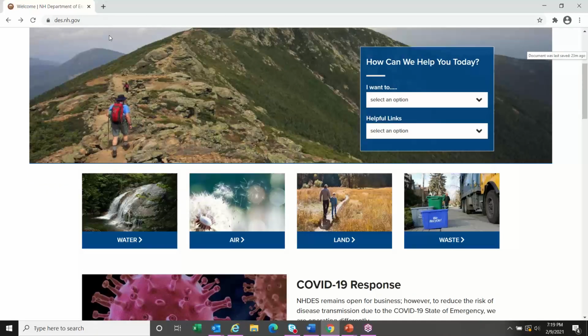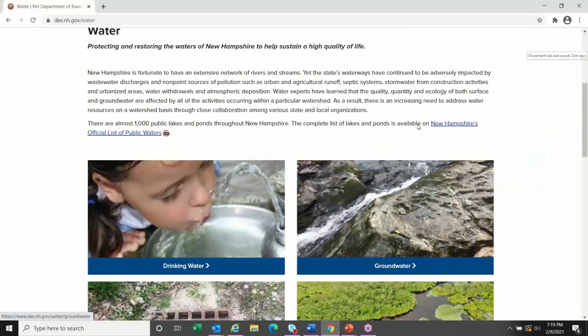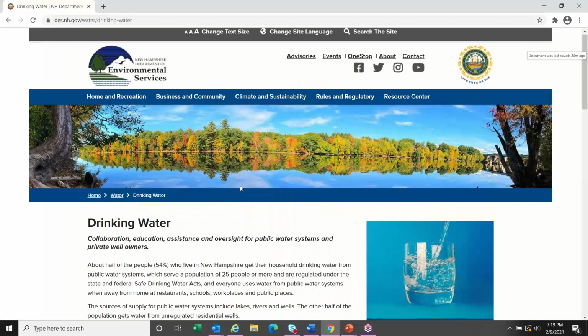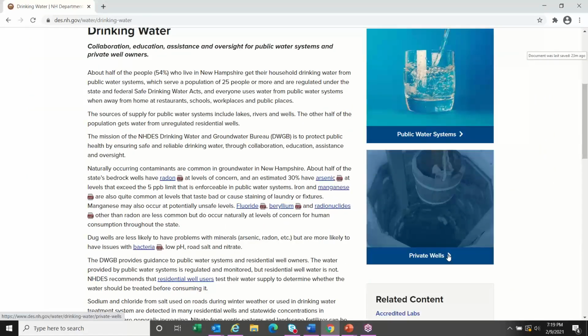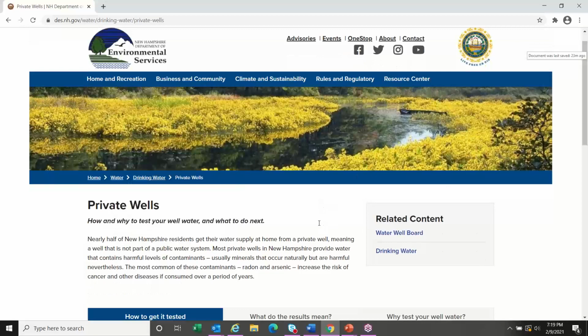You can see the website address up here, des.nh.gov. So this first tab here says water. If you click on that, you can start with that. Scroll down a little, then go to drinking water. And on the drinking water page to the right is a tab for private wells. Click on that. So this brings you to the private wells page.